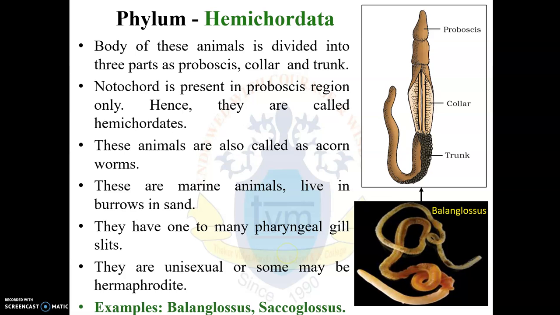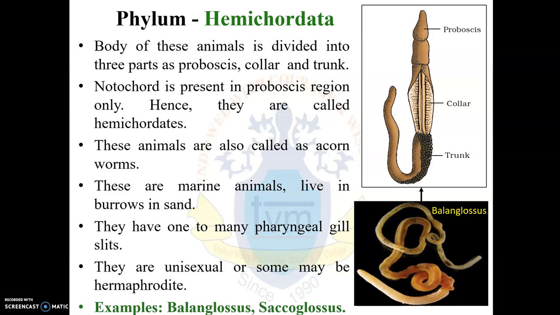Next is phylum Hemichordata. As shown in the picture, the body of these animals is divided into three parts as proboscis, collar and trunk. Notochord is present in the proboscis region only and hence they are called hemichordates. These animals are also called acorn worms.